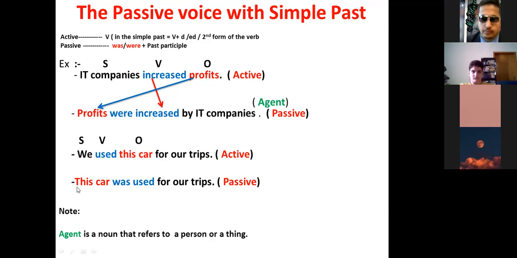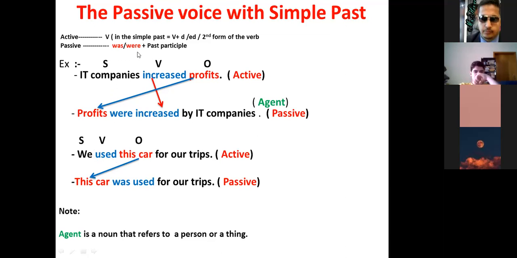At first, we should determine the part of speech, like subject, verb, and object. Then we start with the object. Then we check the tense. What's the tense of this sentence? The verb used is past simple, because of yesterday. So we can use was or were.